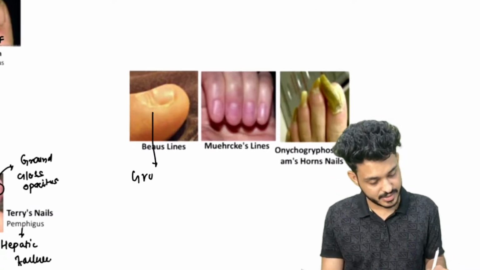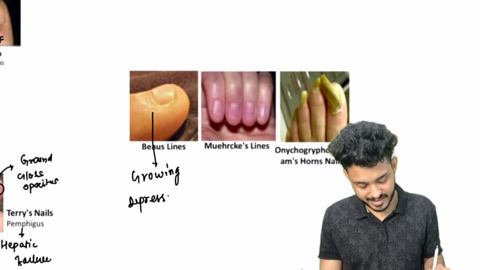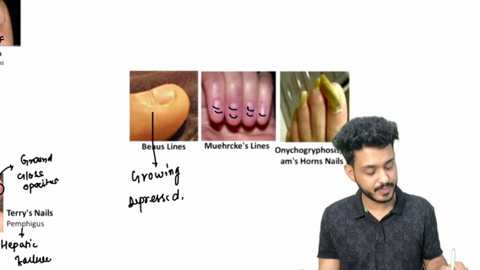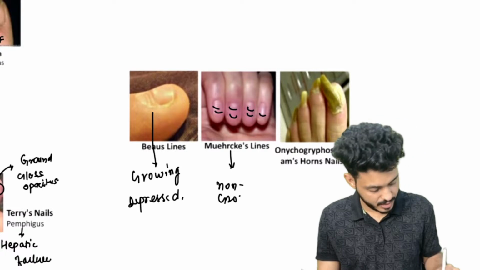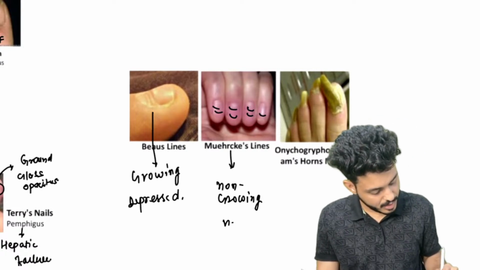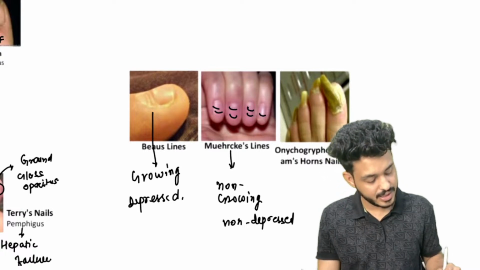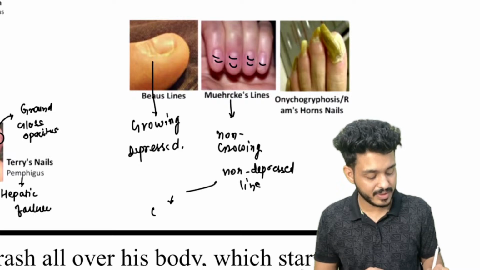Next we are having these, which are Beau's lines. These are growing, depressed lines. Whereas these are Muehrcke's lines. You can see, these are Muehrcke's lines. These are non-growing, non-depressed lines. Both of them are features you will be finding in chronic illnesses.